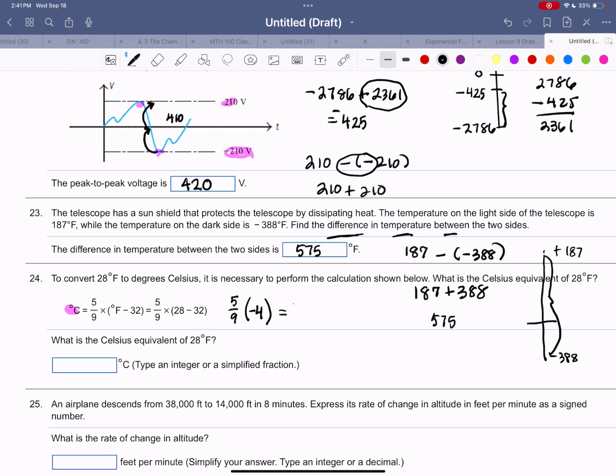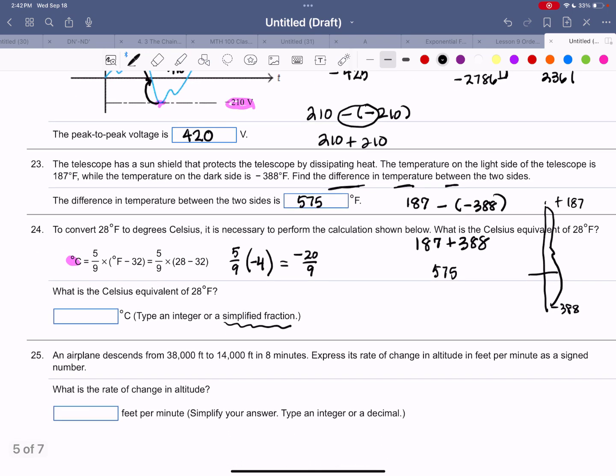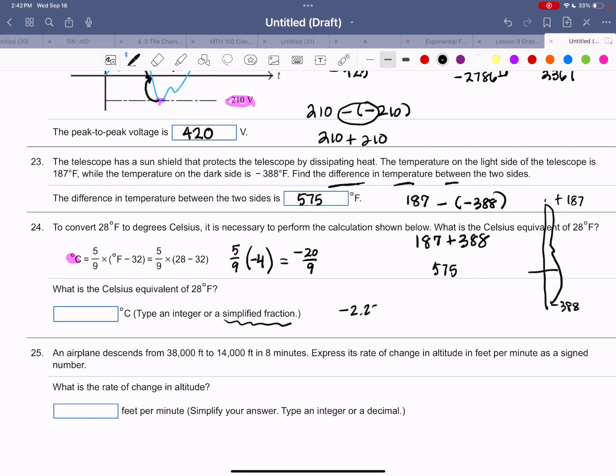I'll do that in my calculator, but that's going to be a negative 4. That's going to give me a negative 20 over 9, and they want a simplified fraction, and that is a simplified fraction, okay? Probably we wouldn't leave it like that. We would probably want to do negative 20 divided by 9, which is about a minus 2.22 if we were talking about what the temperature is. It's about minus 2, but they wanted a simplified fraction, which is negative 20 over 9.